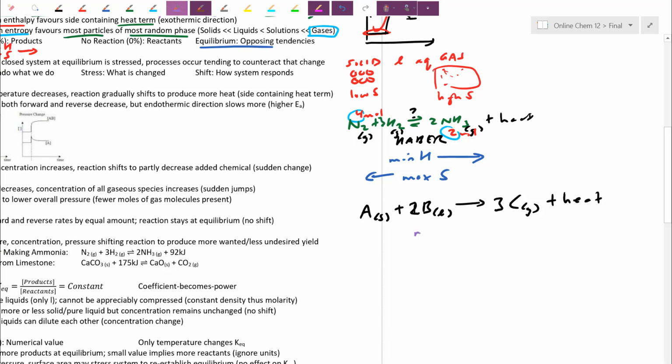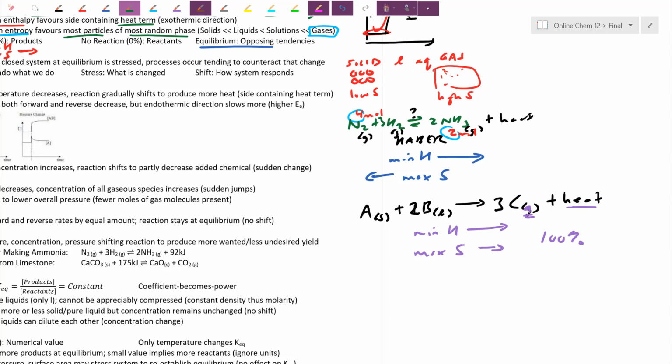We could say, well, what does minimum enthalpy want to do? Minimum enthalpy wants to point towards the heat term as exo. What does maximum entropy want to do? Well, maximum entropy wants to go to the gaseous side. A gas is more entropic than either solid or liquid. So max entropy, both tendencies want to go forward. This one here would be 100% reaction.